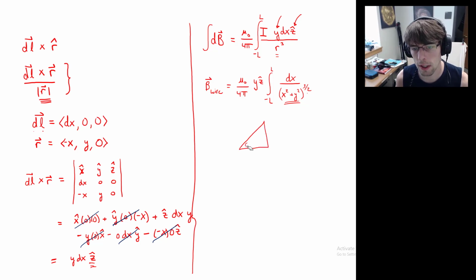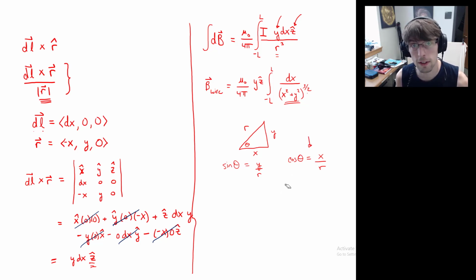I always draw a triangle just to remind myself which substitutions I'm doing. So I'll label my triangle like this. That means that sine of theta is going to be equal to y over r, and cosine of theta is going to be equal to x over r. Let's go ahead and work on this one here.